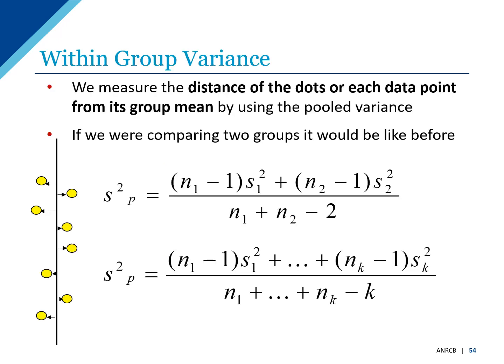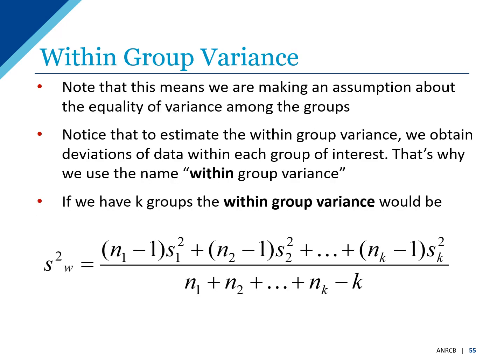The variance among the dots within each group is called within group variance. If we are only comparing 2 groups, then the formula is actually the same as the formula for pooled variance that we learned in a 2-sample t-test. But note that this means we are making an assumption about the equality of variance among the groups. To estimate the within group variance, we obtain deviations of data within each group of interest. That's why we use the name within group variance. If we have k groups, the within groups variance would be represented by this formula.